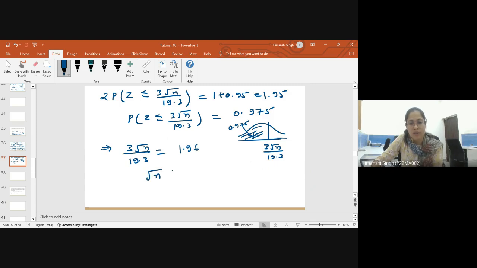So root n will be equal to 1.96 into 19.3 divided by 3. Just calculate the value of n. It will be the square of this. So what is it coming out to be?